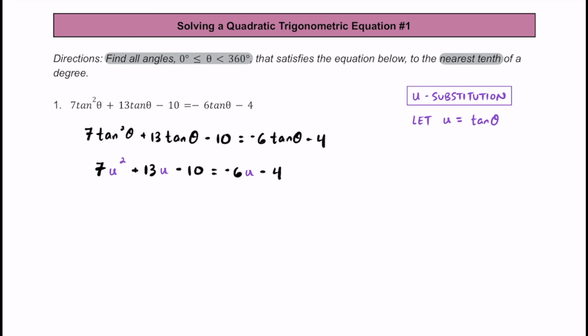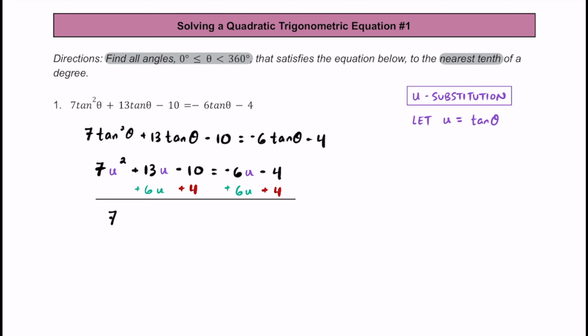Later on, once we get to the end of the problem, we'll switch that substitution back so that we can actually solve it. Hopefully at this point, this looks like a standard quadratic equation, and we want to put it into standard form and set it equal to 0. To do that, we can add 6u to both sides of the equation. And we can also add 4 to both sides of the equation.